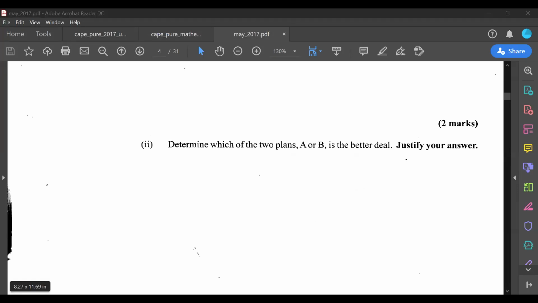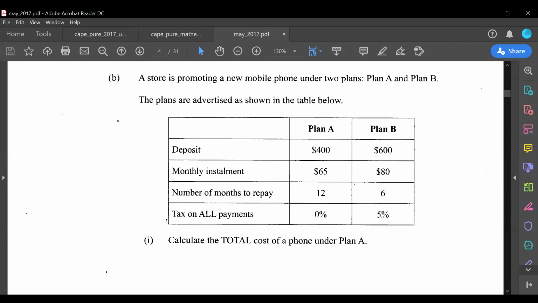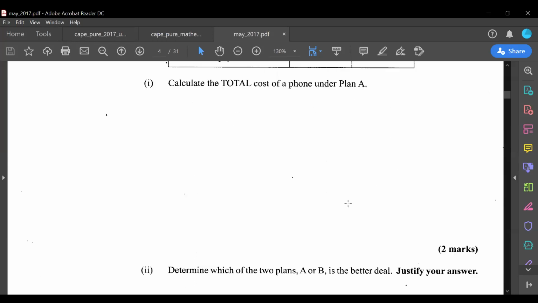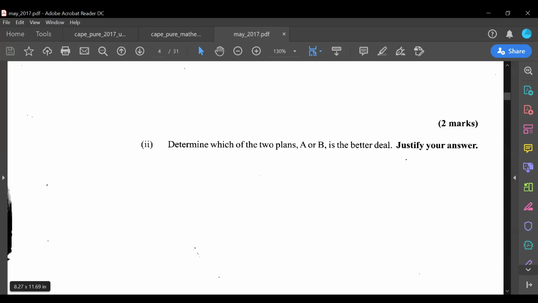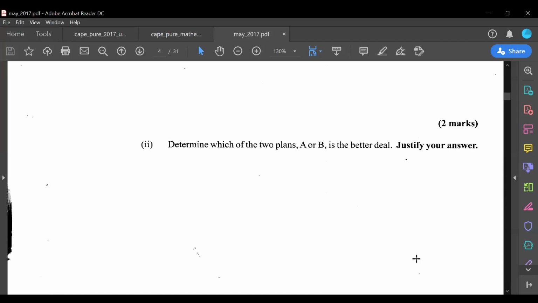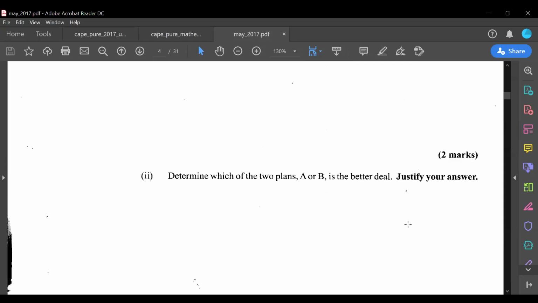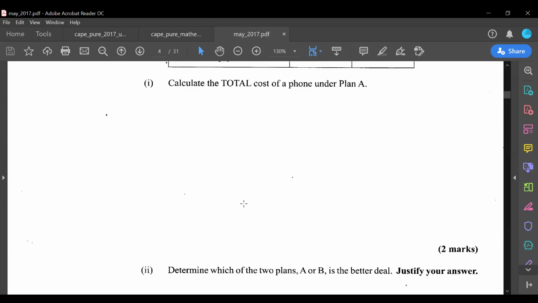Can I just go back up a little bit, please, so I can see what plan we have? Yeah, okay. Plan A and plan B is better. Yeah, that would be correct. So what is the value you got for plan B? For plan B, I get 1,128. 1,128? Yeah. All right, so that's very close, actually.